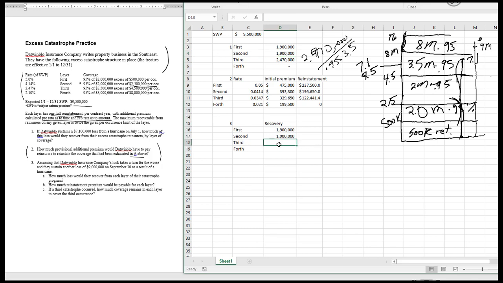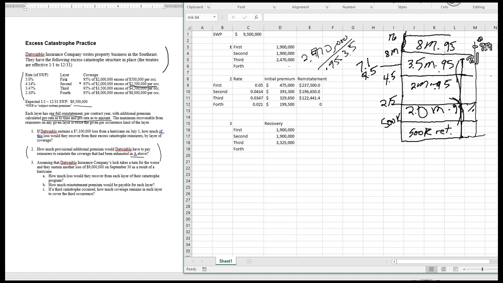On the third layer, again, they blow through the entire amount. So the layer is 3.5 million here. So they recover 3.5 million times 0.95, or 3,325,000. For the fourth layer, they only go $1 million into the layer, right?